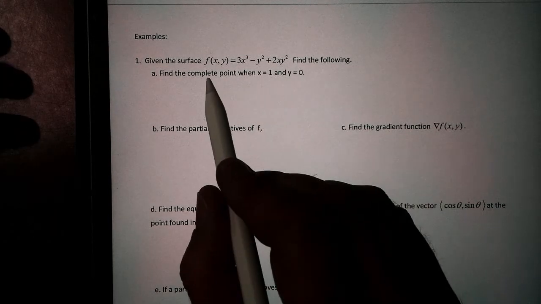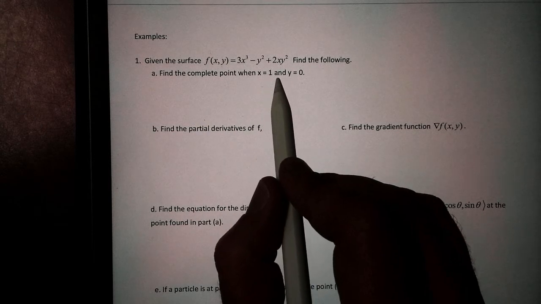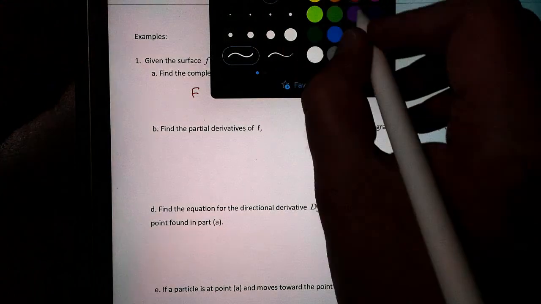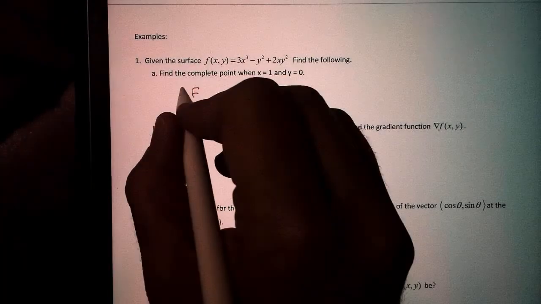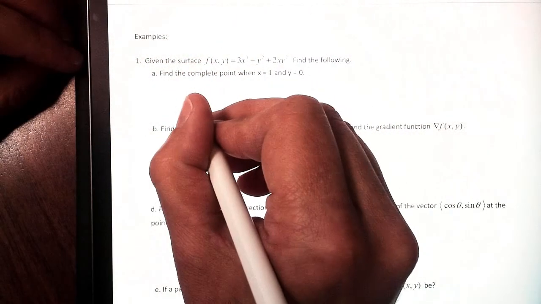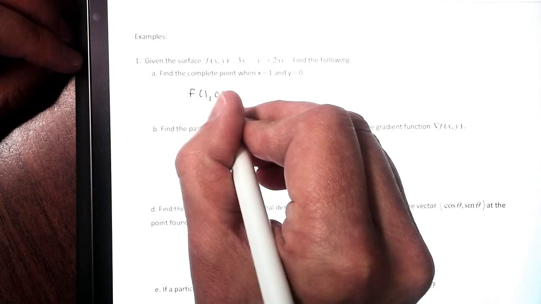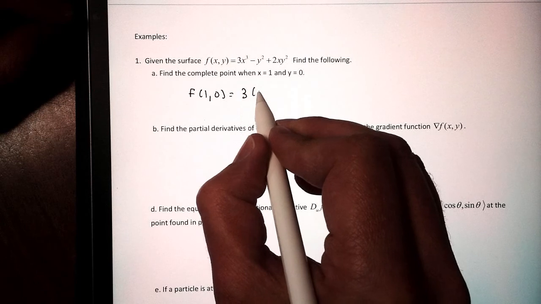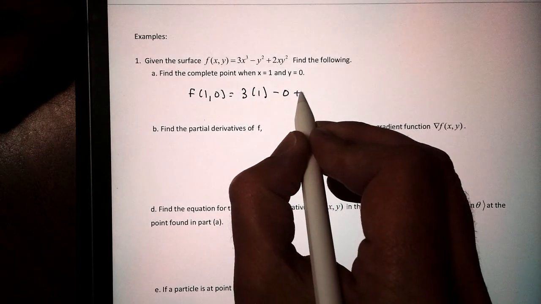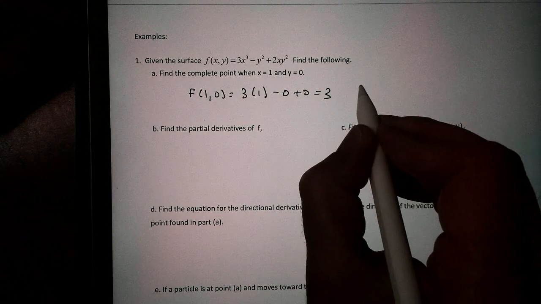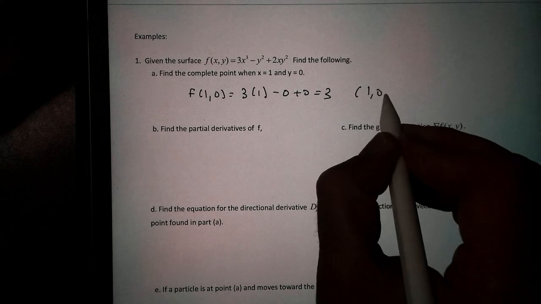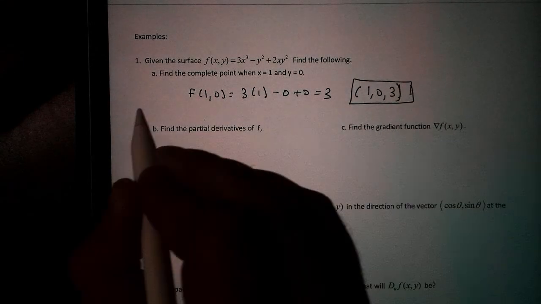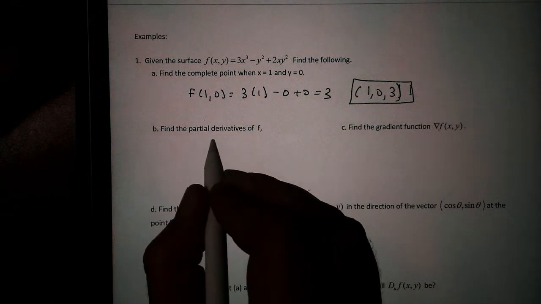The first one says, find the complete point when x is 1, y is 0. That's not too bad to do. That's just, let me go back to black here. First erase that. There we go. If I want to find the value at 1, 0, I'm just going to plug those in. This becomes 3 times 1 minus 0 plus 0, and we get 3. So the complete point would be 1, 0, 3. There's our complete point right there. Next, find the partials of f.